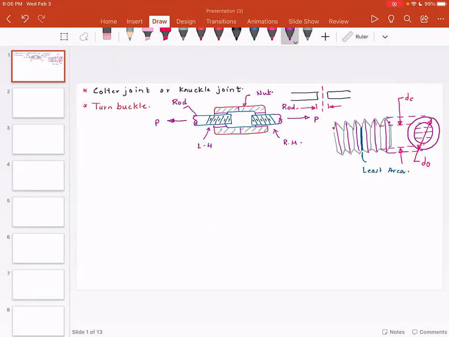Now there is something else I want to talk about. Now please understand, when we have a screw and nut assembly, so nut plus screw assembly, that is used for power transmission application, it's called as power screw.